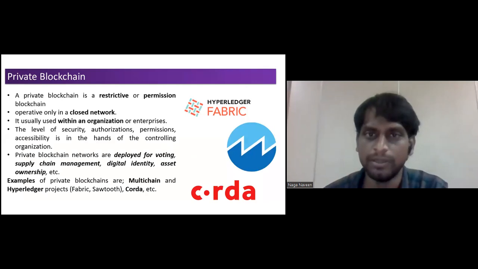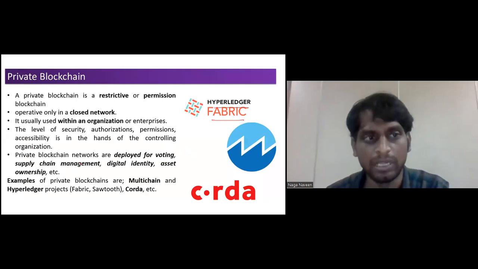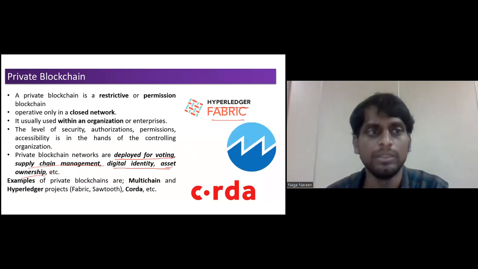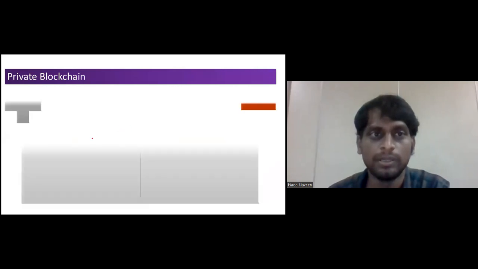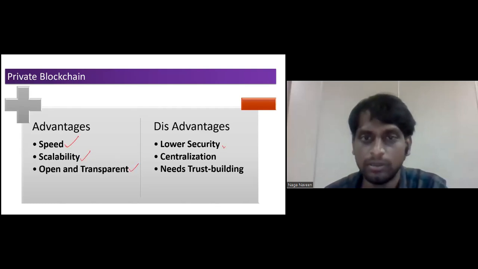When you look at private blockchains, the examples are Hyperledger Fabric, Corda, and Sawtooth. These private blockchain networks are deployed for voting, supply chain management, digital identity, asset ownership, etc. They are restrictive or permissioned. In the case of open or public blockchains, there will not be such restrictions. For the private blockchain, the advantages are speed, scalability; the disadvantages are it is less secure, centralization, and needs trust building.